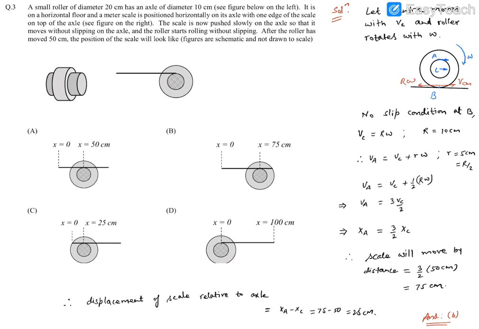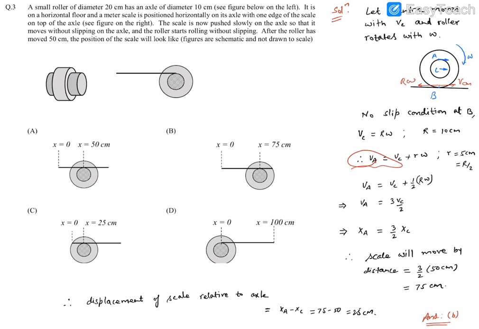Now we need to find the speed of particle A, the position A that is in contact with the scale. We want to know the speed of this point. Whatever the speed of the point of the axle is, the same speed has to be of the scale, because here also the no slip condition has to be applied.